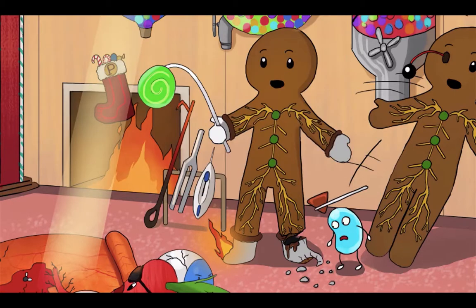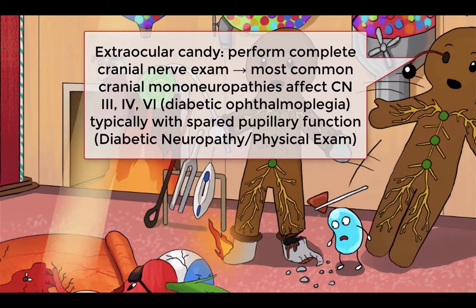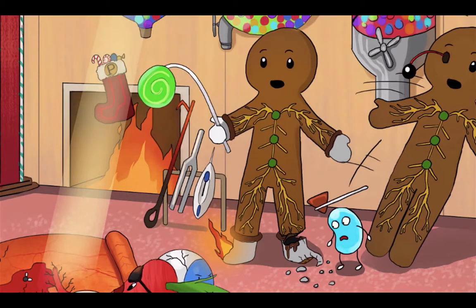Also, remember that mononeuropathies can occur as well. The most common peripheral mononeuropathy involves the median nerve. The most common cranial mononeuropathies involve the nerves to extraocular muscles, cranial nerves 3, 4, or 6, in other words. So make sure to do a full cranial nerve exam and assess for unilateral pain, ptosis, and diplopia.